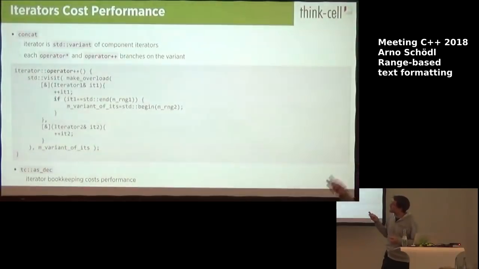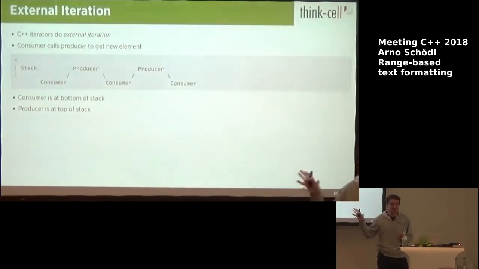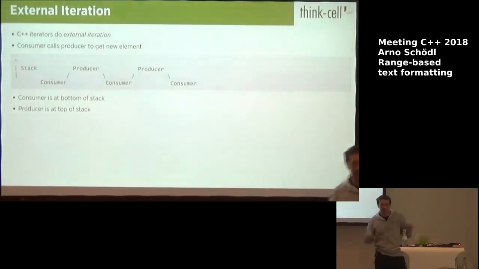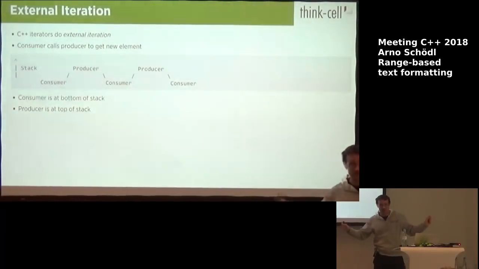Now, to see more clearly what is really happening, let's look at a more abstract level. What iterators are doing is external iteration. The consumer is sitting at the bottom of the stack. It's just running along. It has the luxury of a contiguous code path. And then whenever it needs a value, it jumps to the producer and says, hey, I need a value, operator star, operator plus plus, and gets the value. Now, that's great for the consumer because it has a contiguous code path.